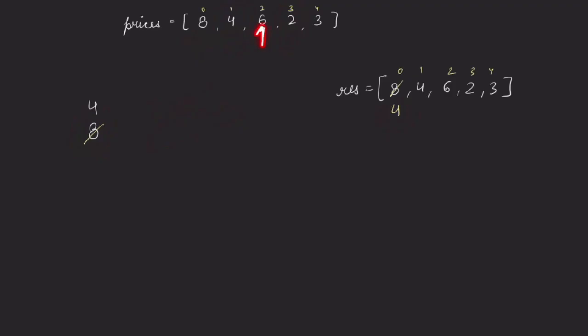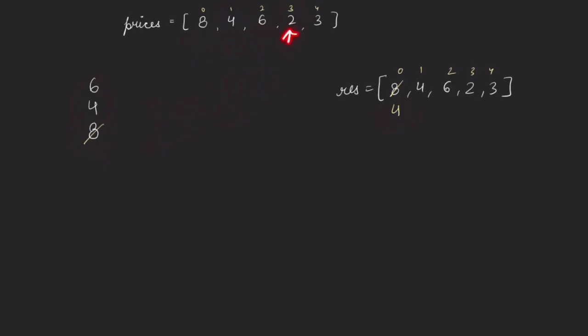So now I have a 6. Now I will see that the only item which is not yet discounted is 4. But this 4 cannot be discounted with 6. Why? Because 6 is greater than 4. So I cannot do anything. I will keep 6 also here and I will move forward.